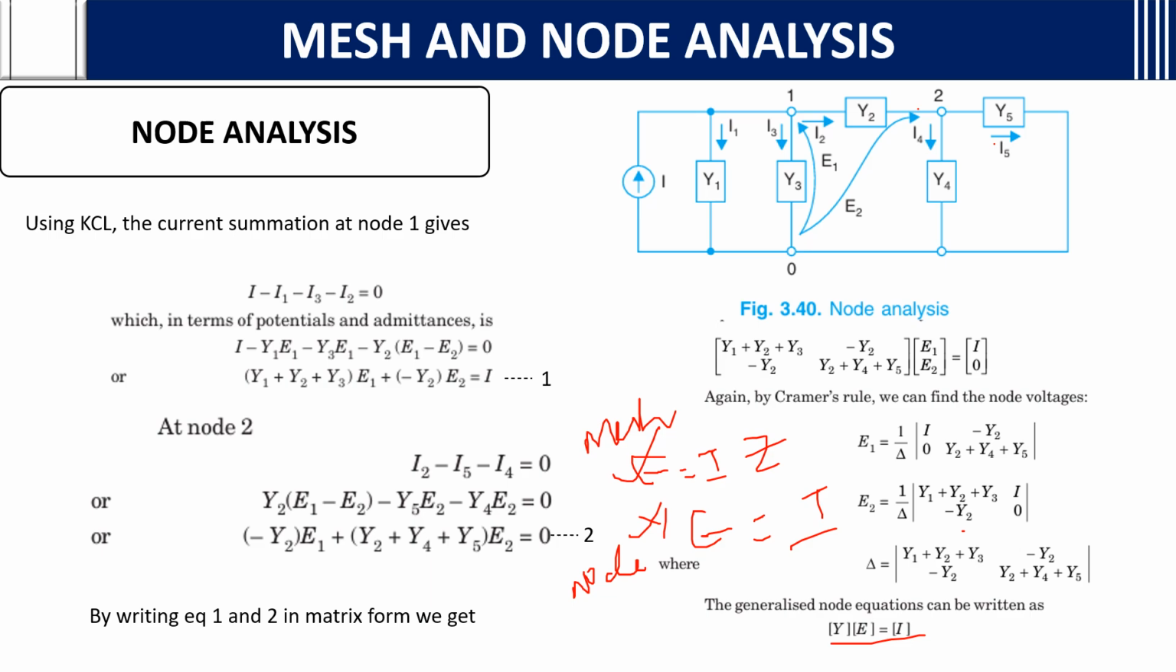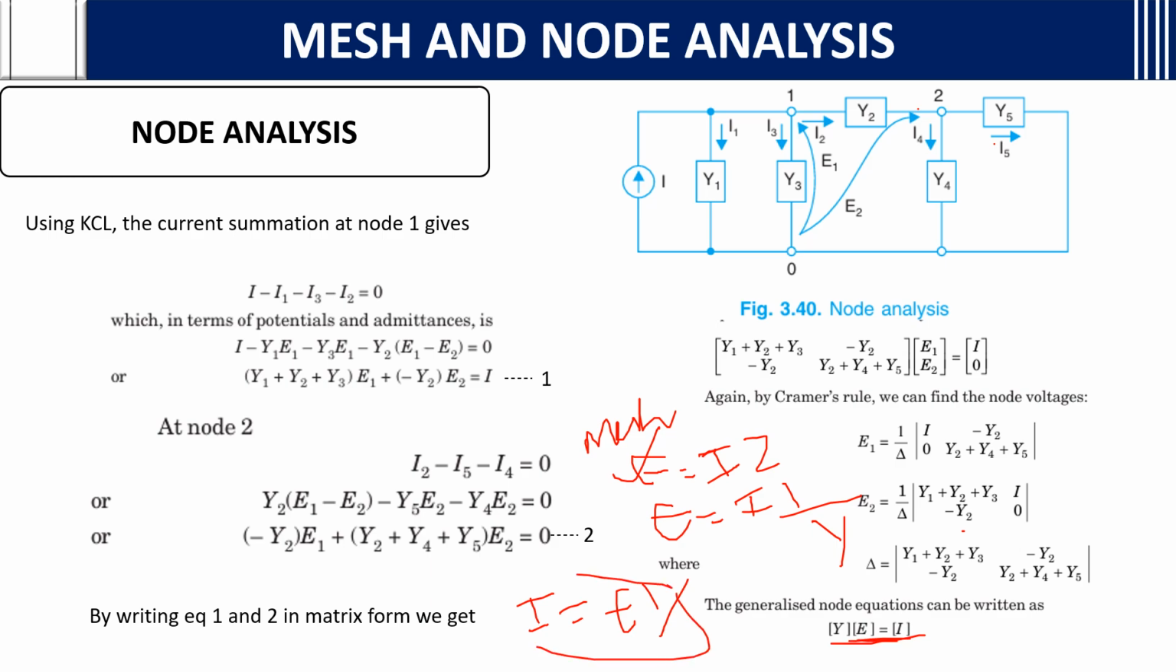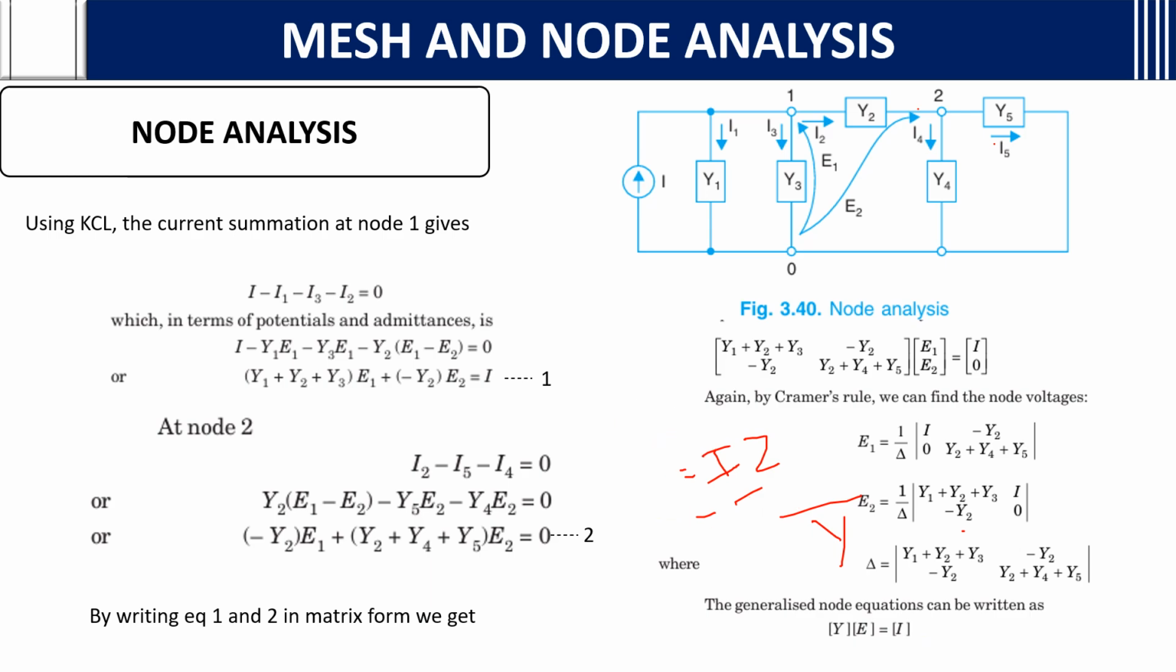Here it is YE because it is the admittance. Admittance is the inverse of impedance. So YE is equal to I. If you put 1 by Y in the place of Z, E is equal to I by 1 by Y. If you see, I is equal to EY. See, I is equal to EY. You will get this. That is the difference. That is the generalized node equation for node analysis.